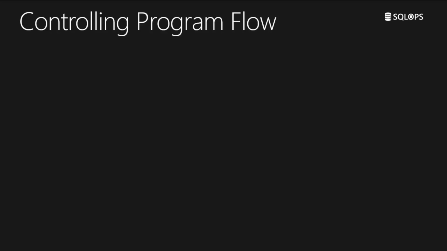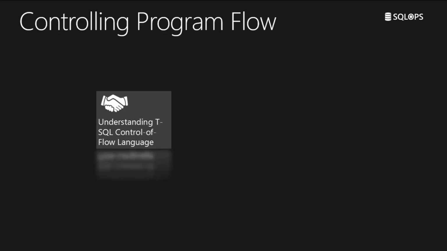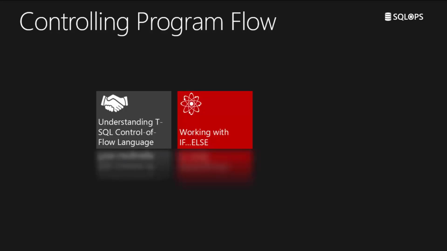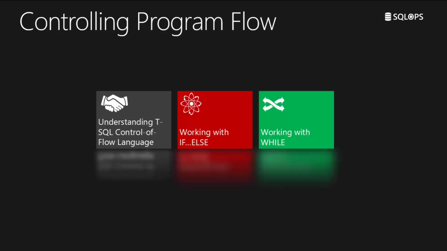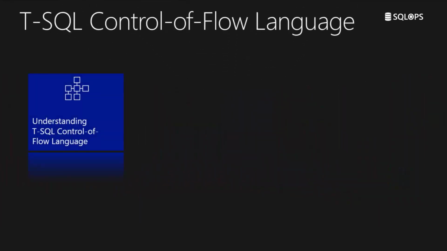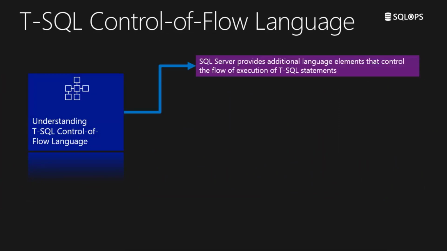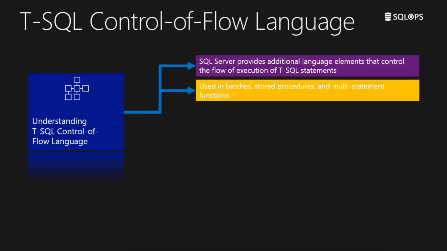In this lesson, you will learn how to use the control of flow elements in T-SQL, how to write T-SQL code using if-else blocks, and how to write code using while statements. As we discussed earlier, the control of flow elements in T-SQL language control the flow of execution of Transact-SQL statements. These elements can be used in batches, stored procedures, and user-defined functions.